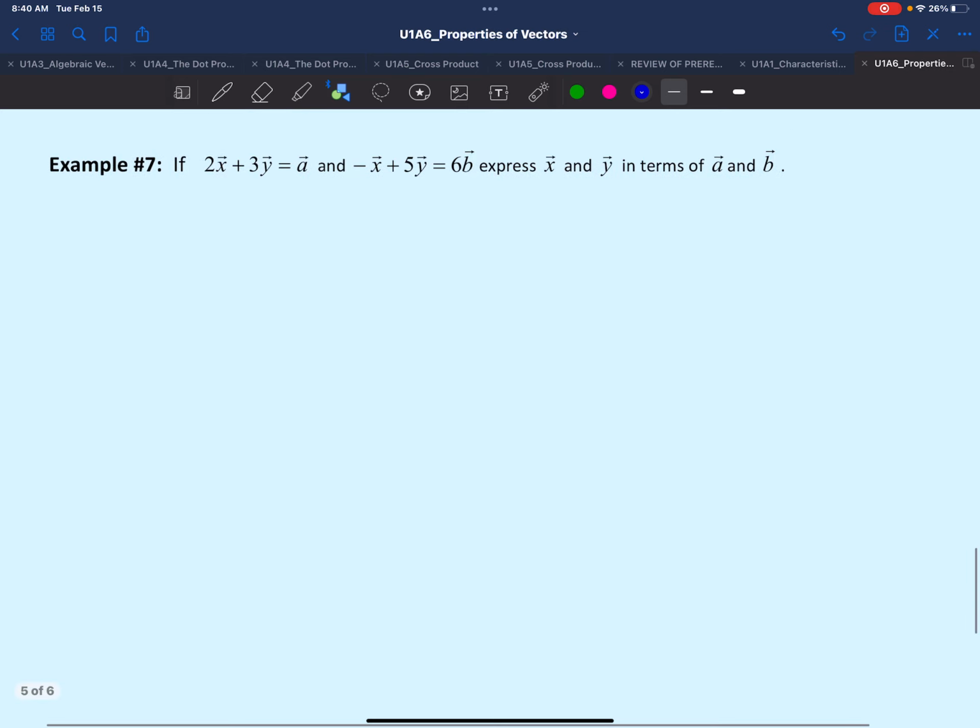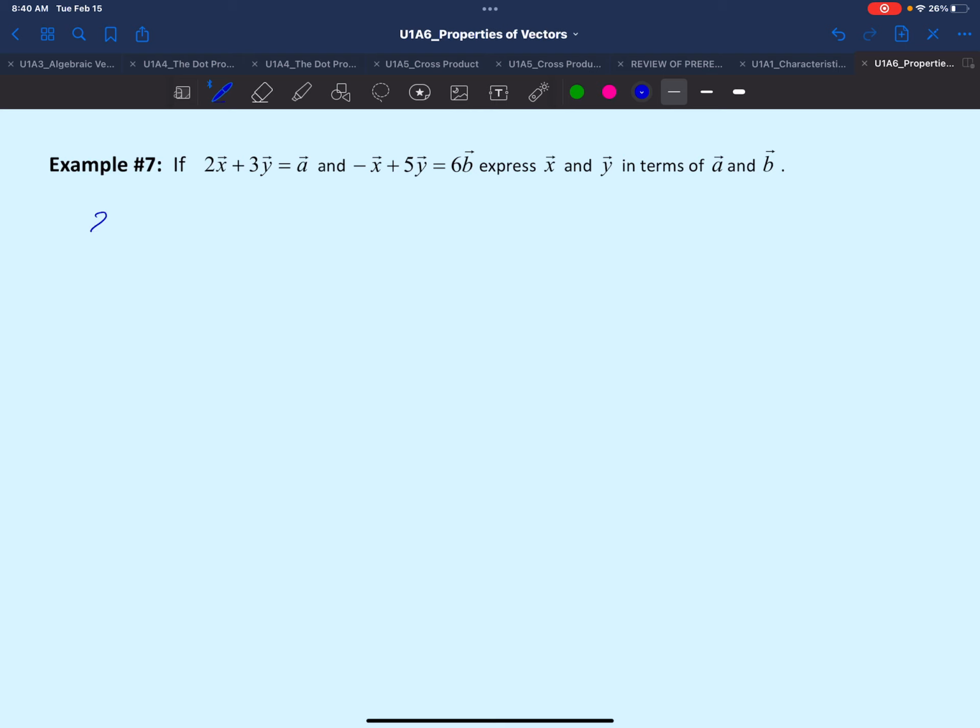Now, moving on to example number 7. We have 2 vectors, vector A is 2x plus 3y, and vector 6b is negative x plus 5y. And we want to express the vectors x and y in terms of A and B. So here we're going to use some of the skills that we learned in grade 10, probably, when we learn systems of equations. Maybe you learned them in grade 9, doesn't really matter.